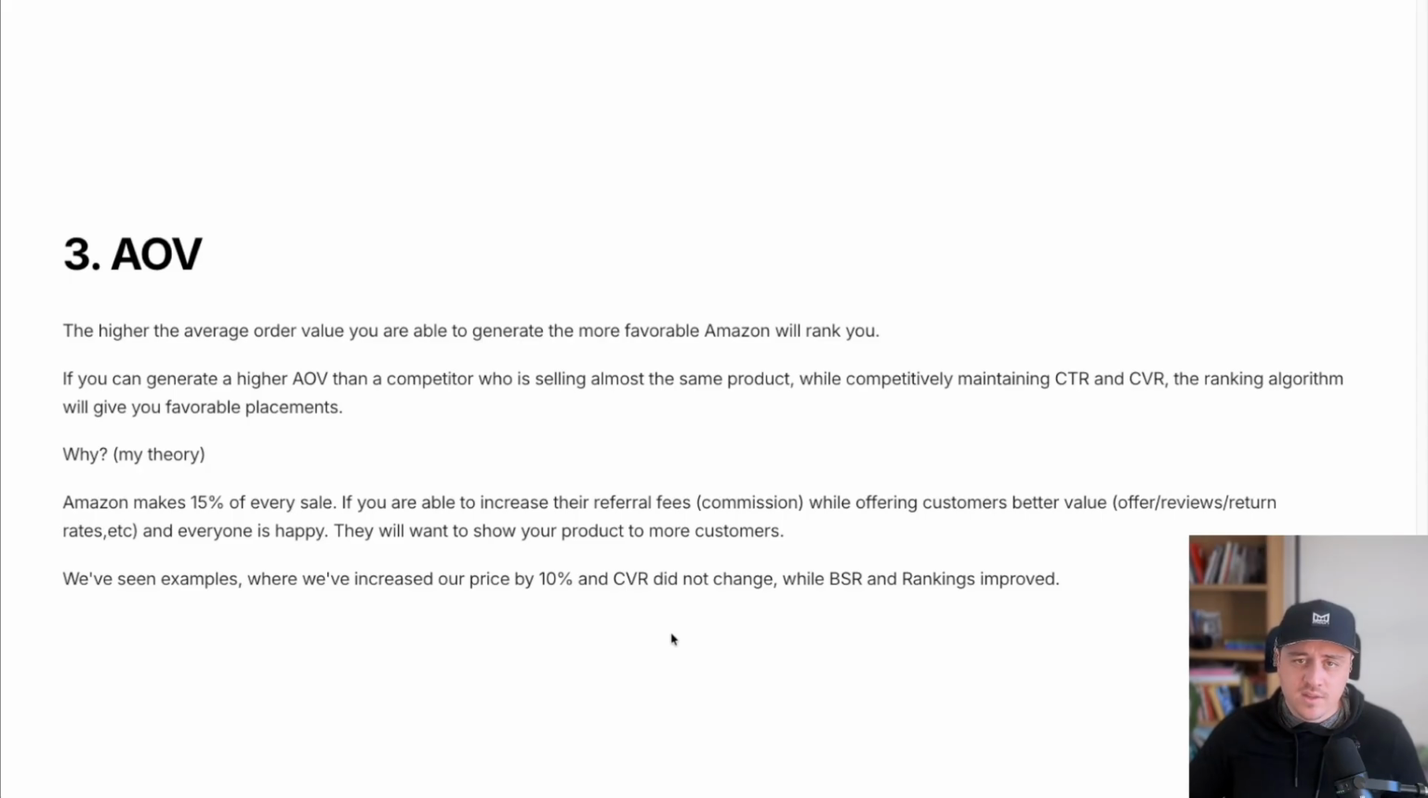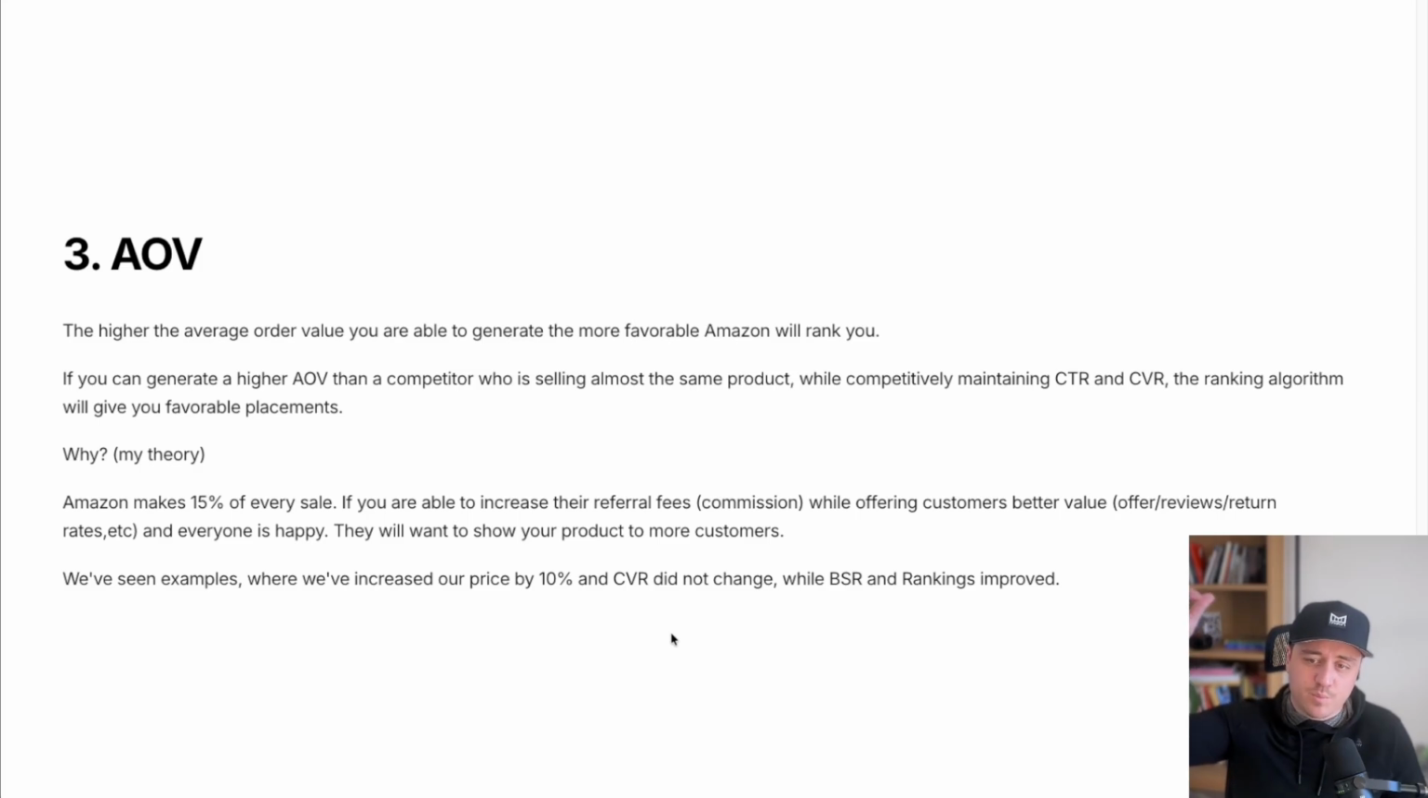I have tried this and it does work. I ran a test where I increased the price by just 10%, and the conversion rate fundamentally did not change. But the bestseller rank inside of the category and the organic keyword ranking did improve. So Amazon does not mind if you increase the price as long as the value you're getting and all of these key metrics stay relatively the same.